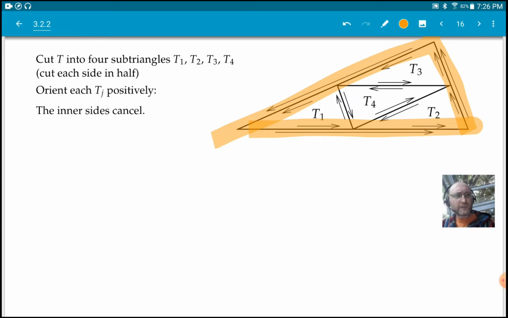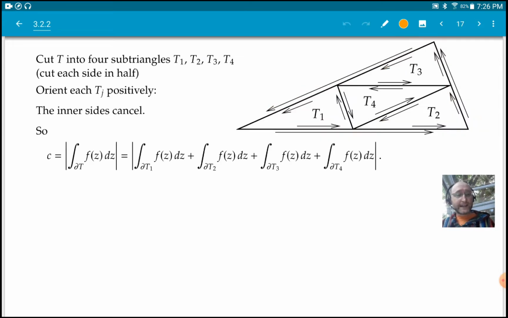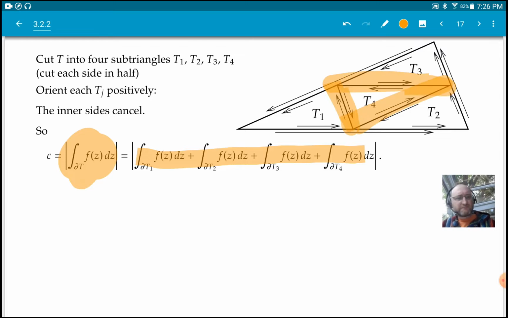Okay. So with that, we notice that we can rewrite the integral around the boundary of the large triangle as the sum of the integrals around the small triangles. We're sort of going around these inside edges twice, but that's fine, those will just cancel. So we get that this big path integral is the sum of these 4 smaller ones.